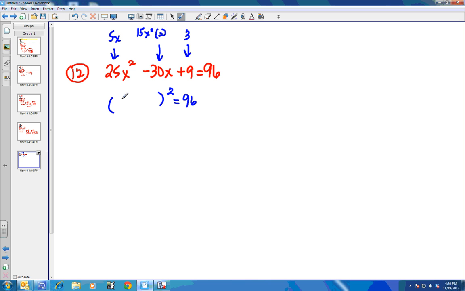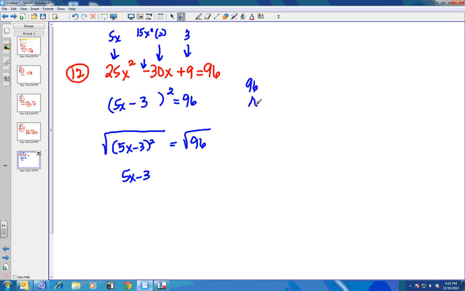So this is a perfect square trinomial. It would be 5x minus 3. To solve, I'm going to take the square root of both sides. So on this side, I have 5x minus 3. This side, I'm going to have to break 96 up because it's not a perfect square. So I know 2 will go into 96. 2 will go into 96 48 times.